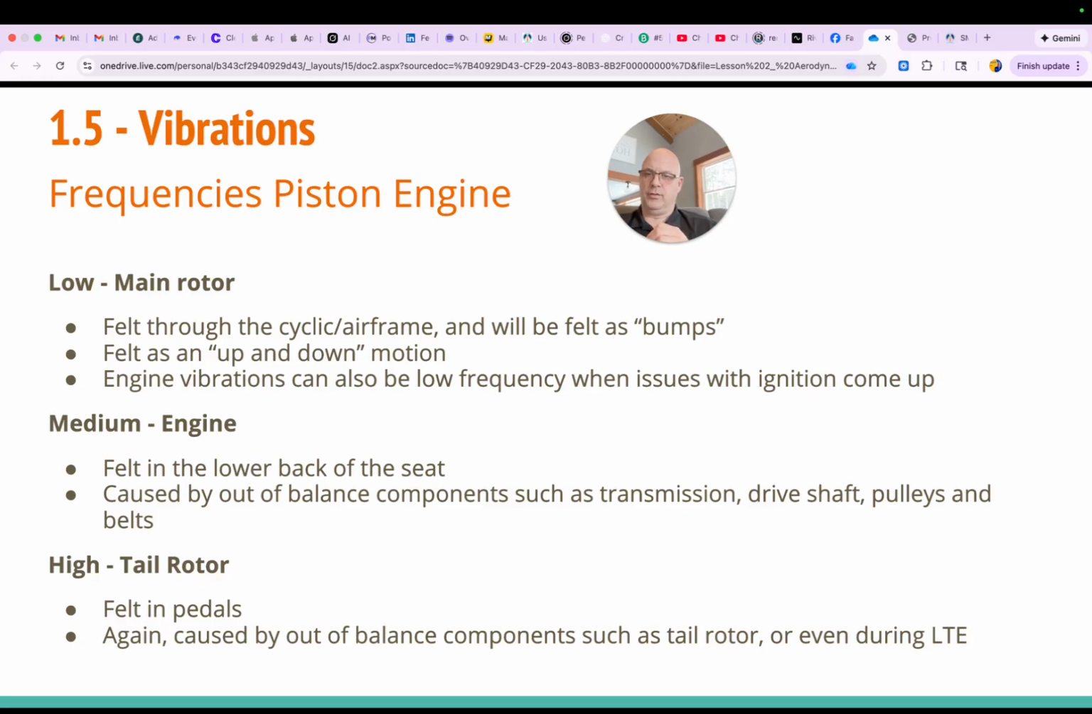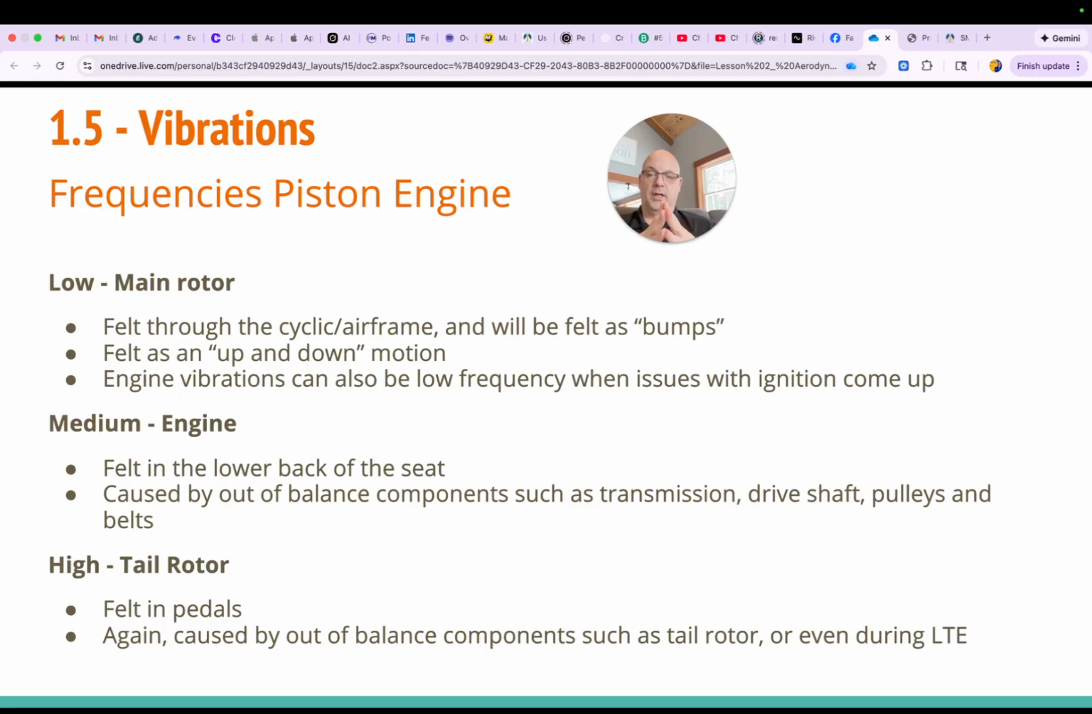Right. So yes, the helicopter will always vibrate. You have different messages that can be sent. So, for example, a low vibration is likely the main rotor, right? It's felt in the cyclic and the airframe, and it can be felt like bumps. It's felt as an up and down motion, or engine vibrations can also have a low frequency when issues with ignition come up. So that's right at startup itself.